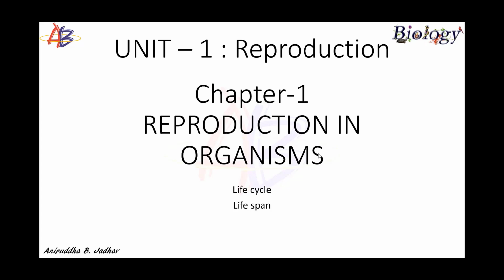The first aspect is related to life span and life cycle, which is commonly observed in every living organism. The second aspect is related to types of reproduction. And the third aspect is related to understanding these different types of reproductions in a detailed manner with key examples. So let us begin with the first part, that is related to lifespan and life cycle.